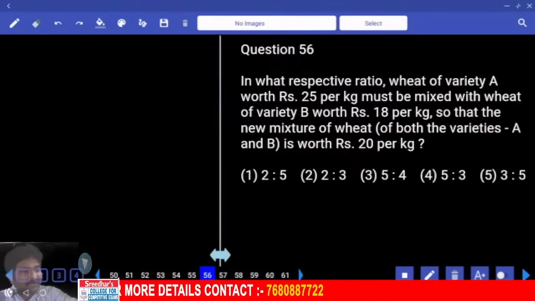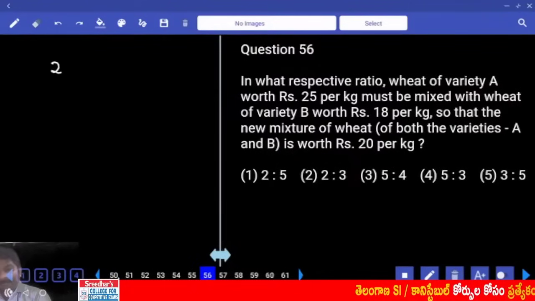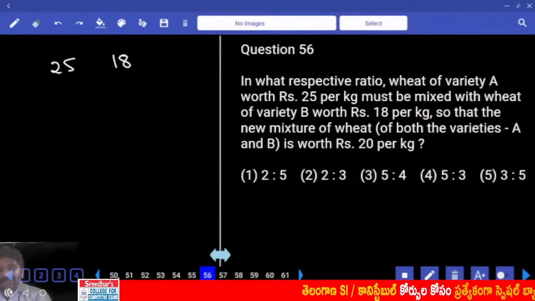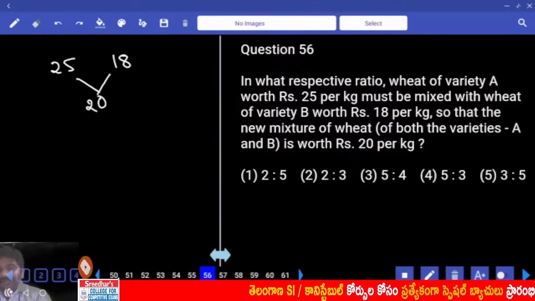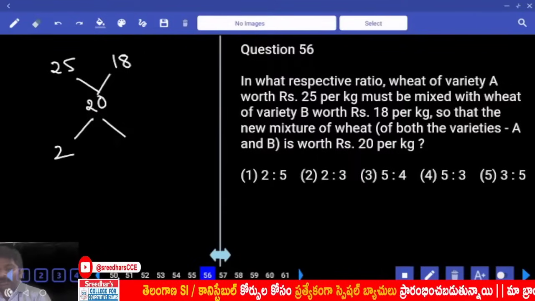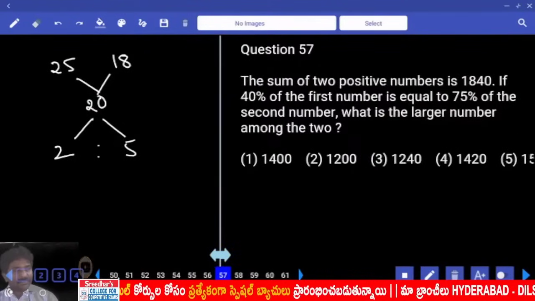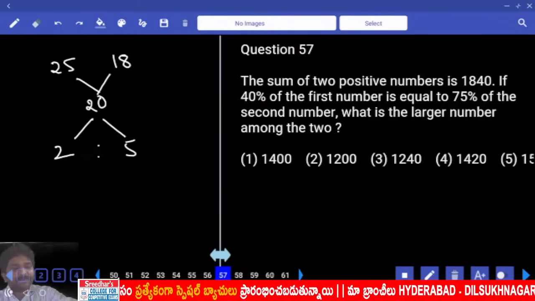Right, in what ratio should wheat of variety A worth 25 rupees per kg be mixed with wheat of variety B worth 18 rupees per kg, so that the new mixture of wheat is worth 20 rupees? What method are we using now? Perfect. Allegation: 25, 18, mixture 20, all three related to cost prices. 2, 5. Ratio 2:5.